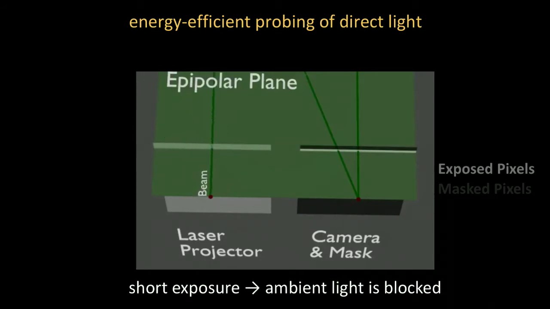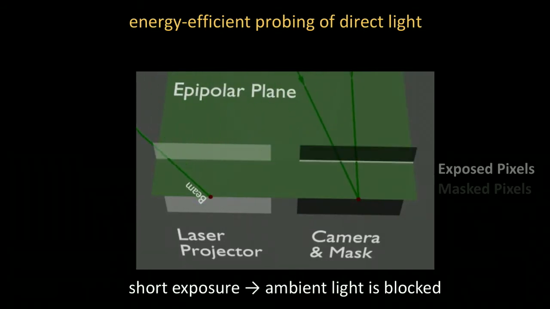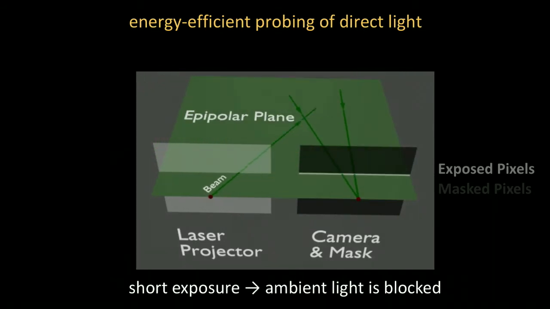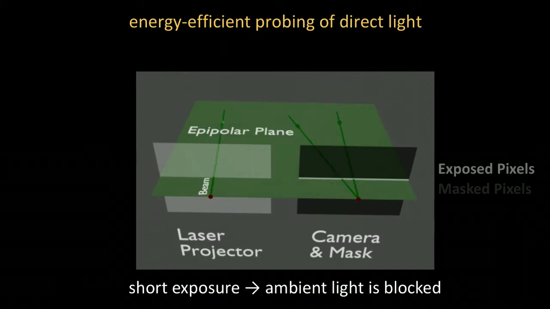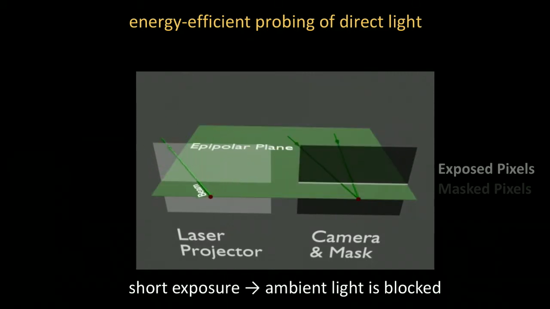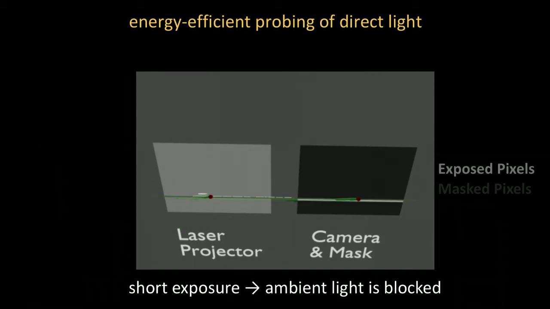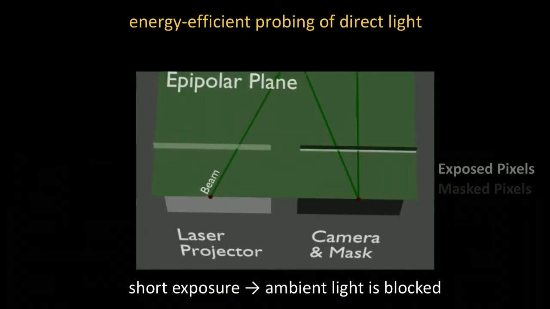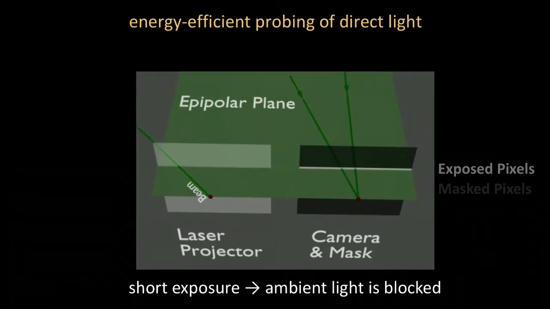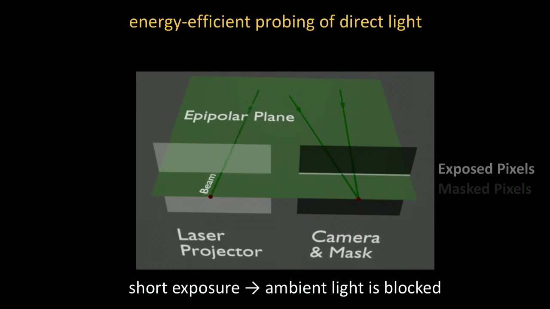And this has an added benefit as well. The added benefit here is that in addition to probing only the direct light path in the scene, which means that you're getting much more robust information for 3D shape, you're also effectively significantly reducing the exposure time of your sensor. So here, we're getting all the direct light from the projector. So we're not wasting any light whatsoever.